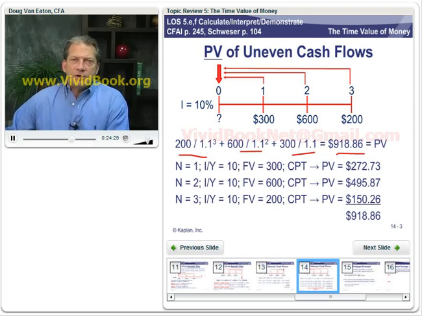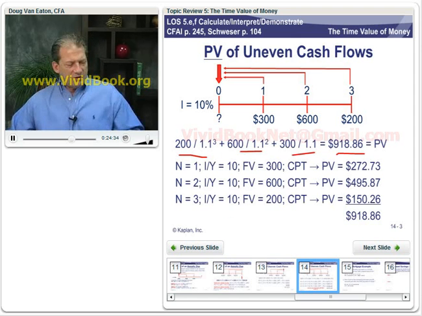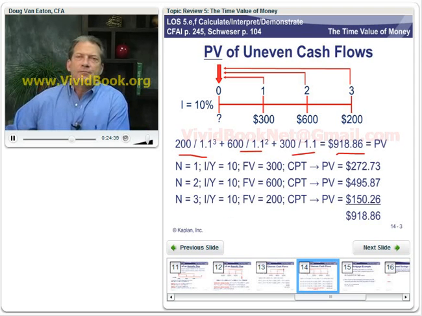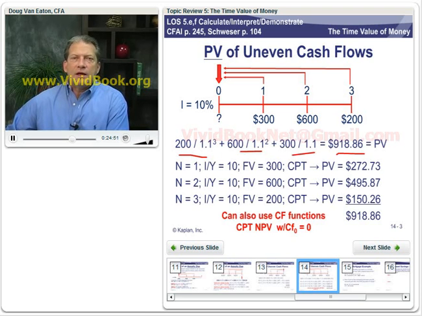We could do that on your calculator as well. This seems a little cumbersome here. And we also have some cash flow keys on the calculator, and later on, in a later topic review, we'll talk about how to use those. And there's some clear demonstrations in the Schweser notes as well. And that's what this last note says. Can also use cash flow functions. We just put our first cash flow to 0, put all the other cash flows positive, and then calculate the net present value.